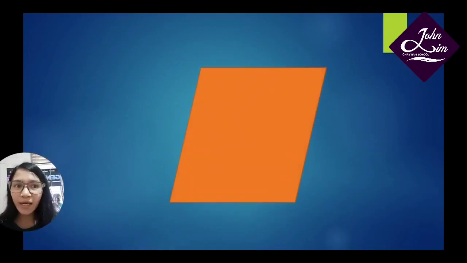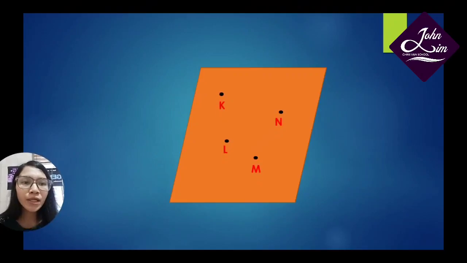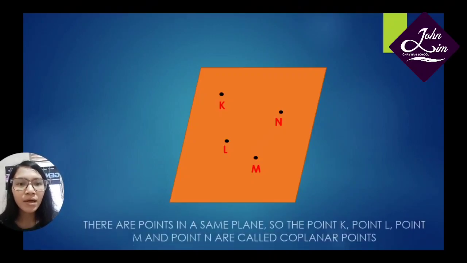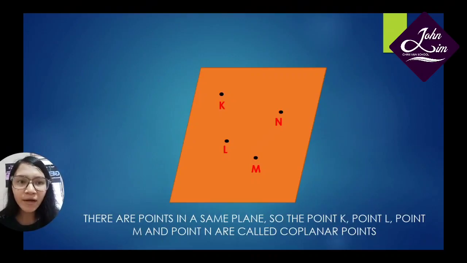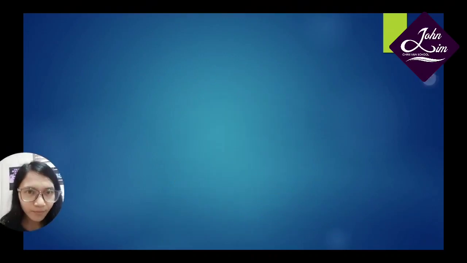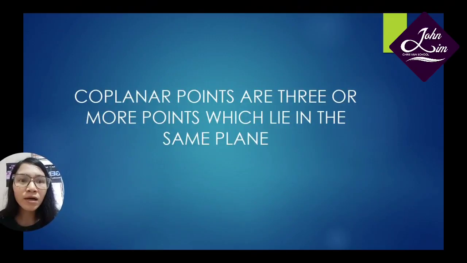Okay, now I have a plane and I will put some points here. They are point K, point L, point M, and point N. Okay. So points K, L, M, and N are called coplanar points. Coplanar points are 3 or more points which lie in the same plane.